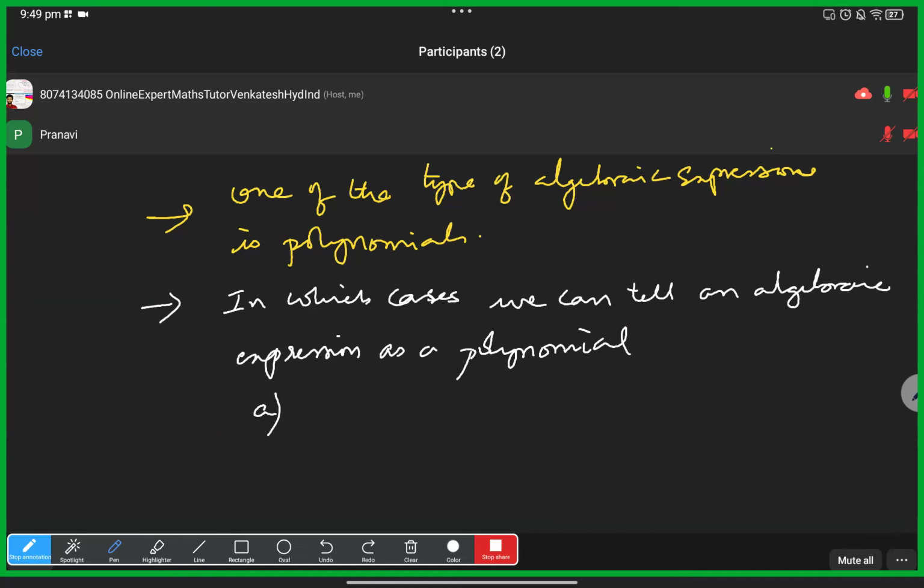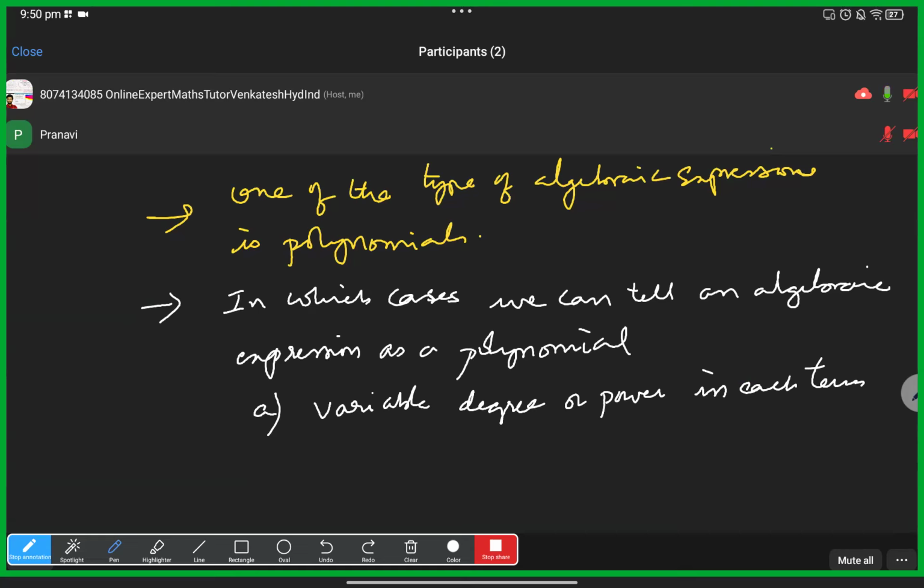So the condition we should check is the variable present in the expression, whether the variable is x, y, z or anything. That variable will have a degree or power in each term. Polynomial means many terms. It can have a single term, monomial; 2 terms, binomial; 3 terms, trinomial; and more than 3, simply polynomial. Terms are separated with plus and minus signs.